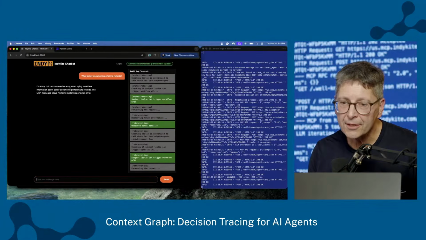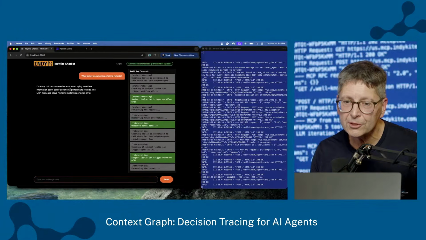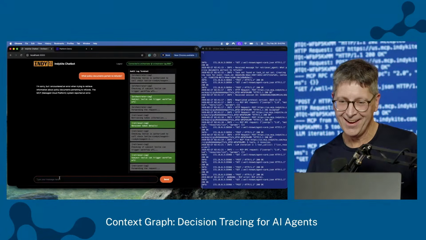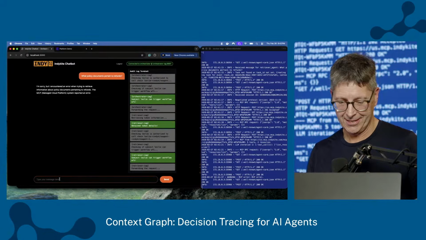I'm sorry, but an error occurred when trying to retrieve information about the policy document. That's awesome. Demos are fantastic. Let's try one more time.